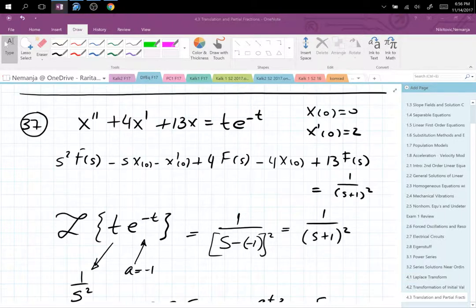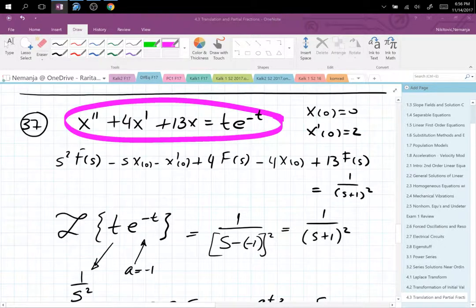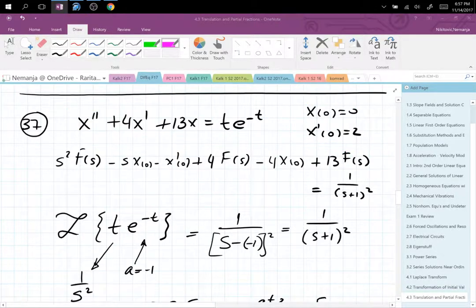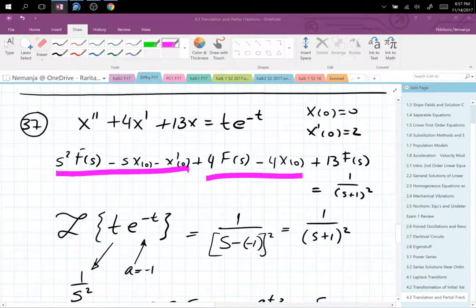So here we start with a differential equation that we can transform, right? And we have initial values on the side. Focus, focus. Without those initial values, you can't do the Laplace of it. If you don't have them, you can't do Laplace. Now, we transform x squared, the first three terms, times 4x prime, the next two, and then the last one, 13f of s. Right? So we do that transformation.